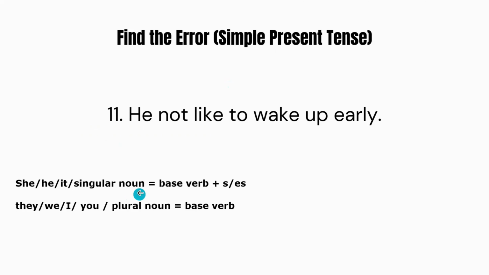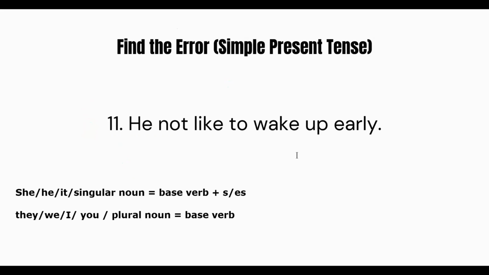Number 11, he not like to wake up early. So to form a negative sentence with the simple present tense, we use the words do or does plus not. So because our subject is he, we know that we have to choose the word does. So let's add it in here. So he does not like to wake up early.